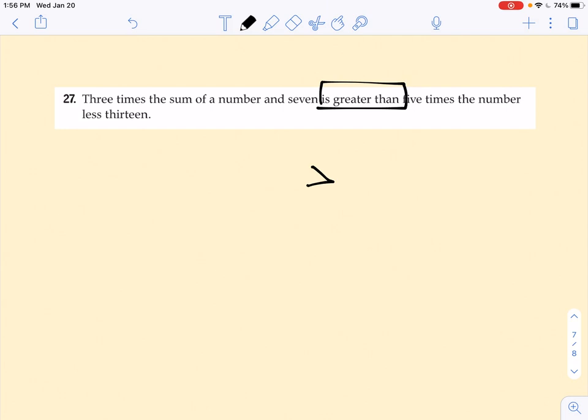So the first thing you hopefully should see is that we're multiplying 3 times a sum. So that means we're multiplying 3 times something that's getting added together. In order to do that, we're going to have parentheses. That's the only way you can multiply by a sum, unless you know the answer to it, and we don't because we're dealing with variables. So then what we're adding is a number and 7. So you have n and 7. That very neatly explains what's happening on the left side.